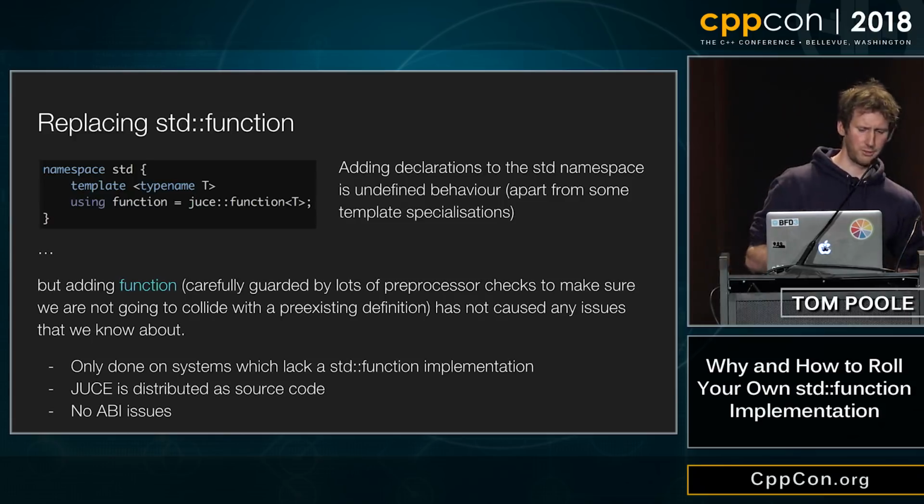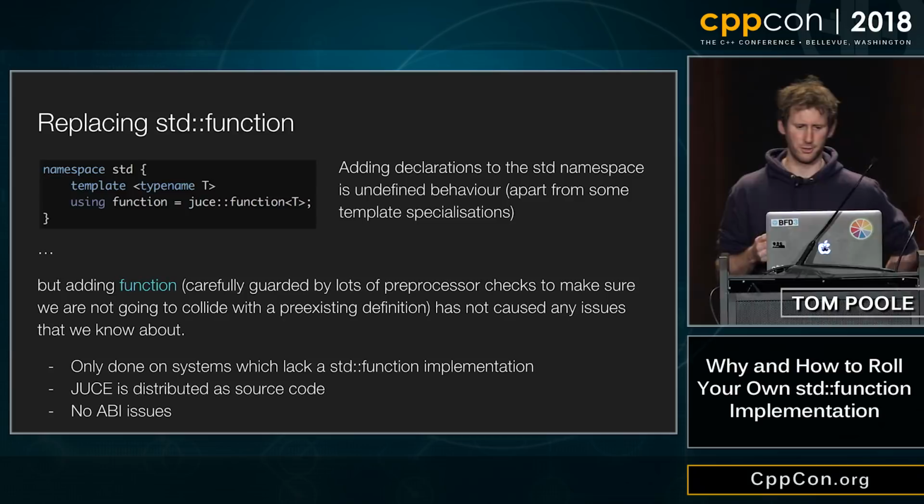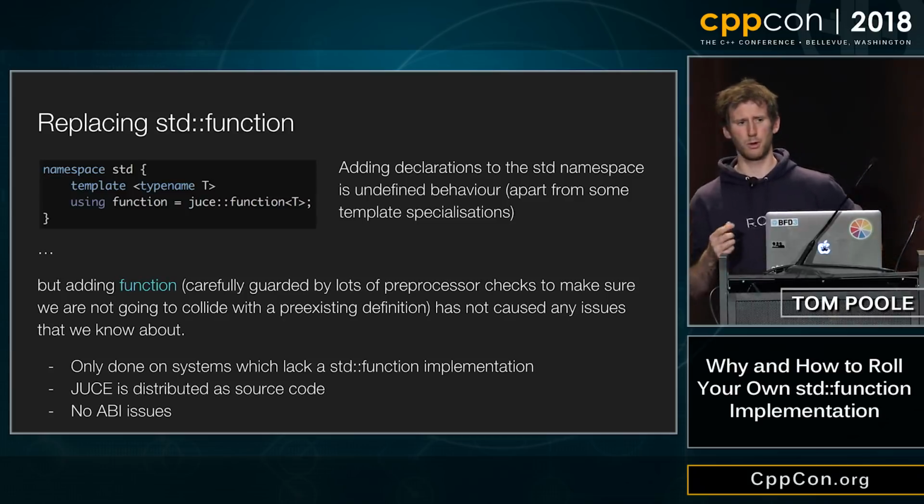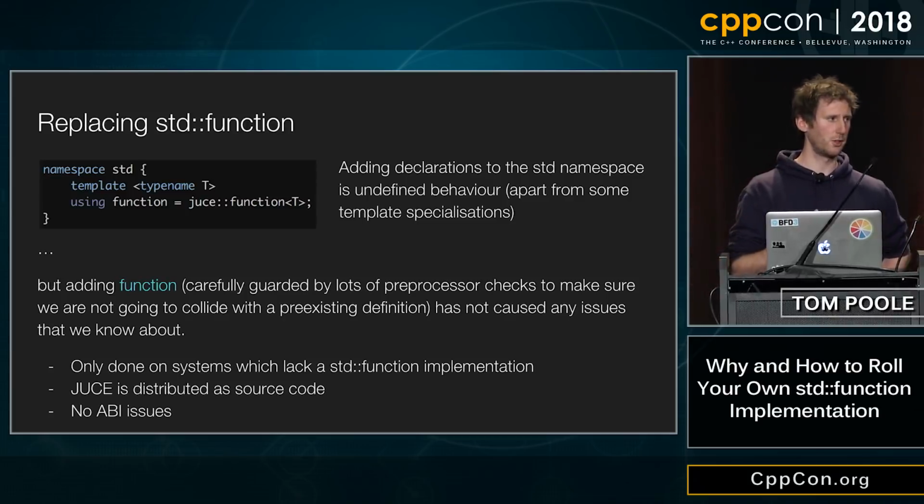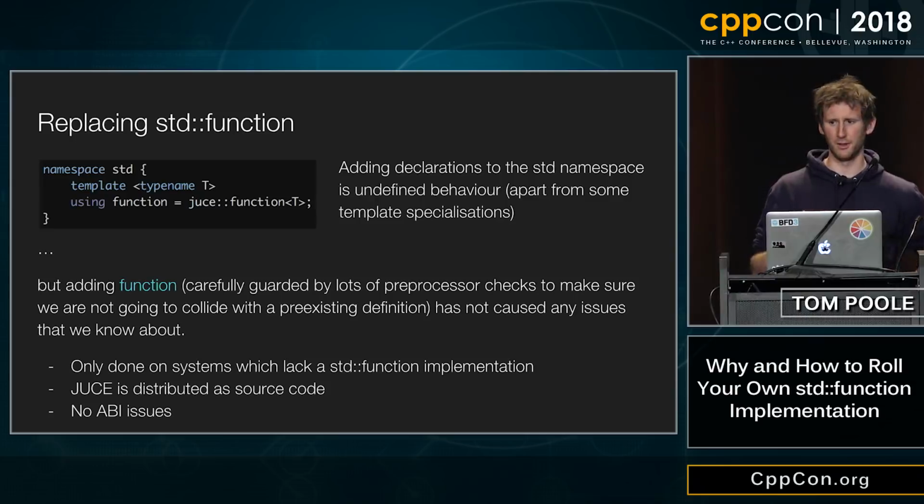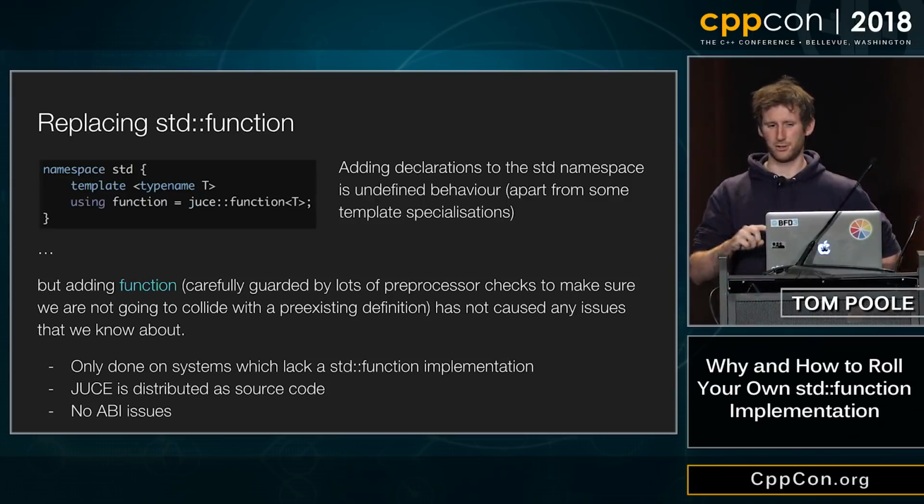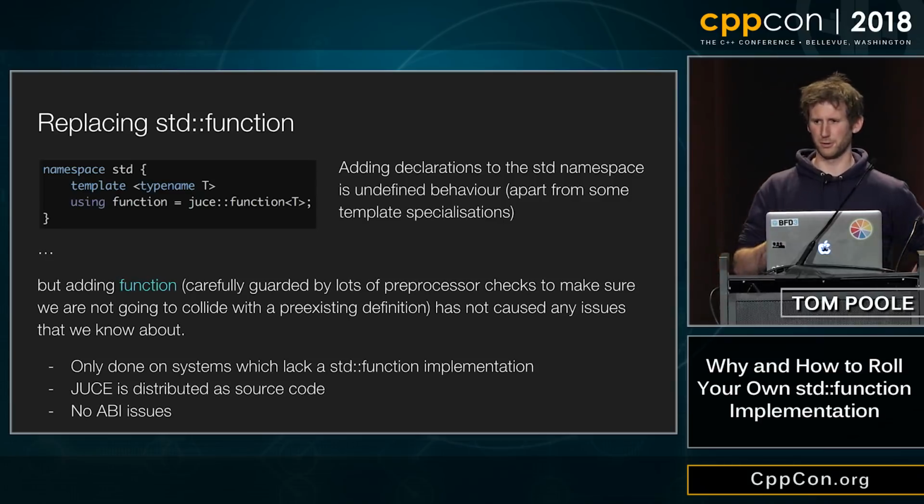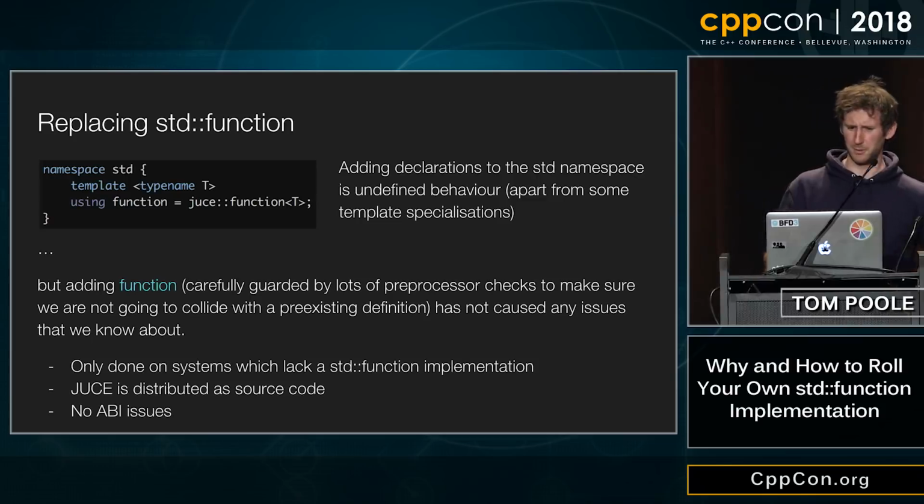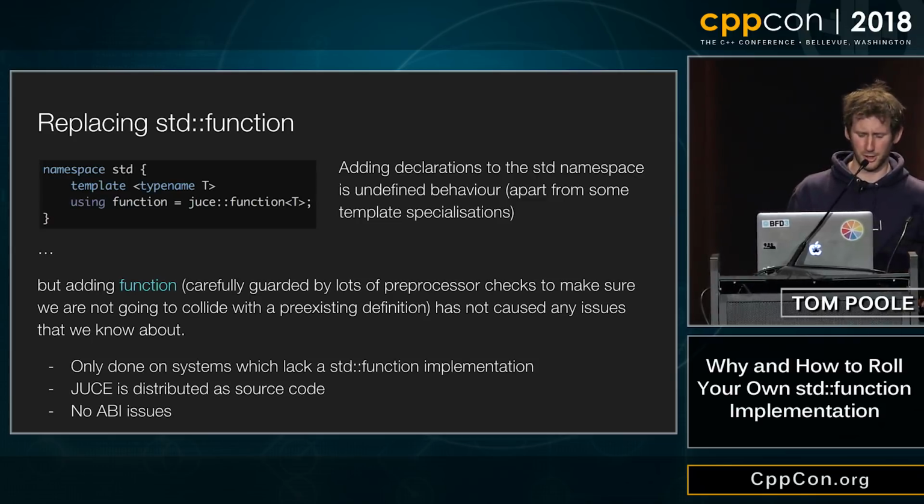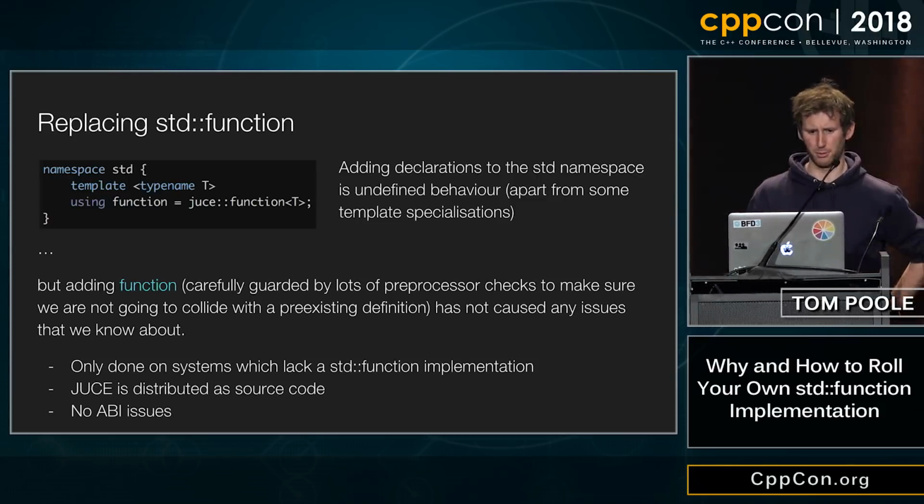So some other things that work in our favor is that JUCE is distributed as source code. Whilst it's perfectly possible to compile JUCE as something like a DLL and try and pass one of these things into it or out of it, if you're on a system which doesn't otherwise know about std::function, it's very difficult to know what you're going to do with it on the other side. Because of this, it's been out in the wild for a couple of years. We've had no ABI issues or any others that we know about.